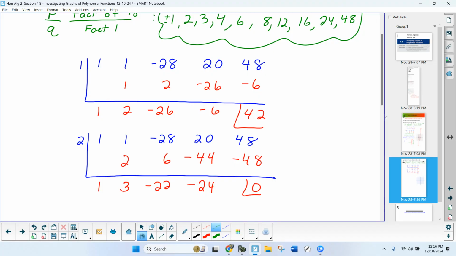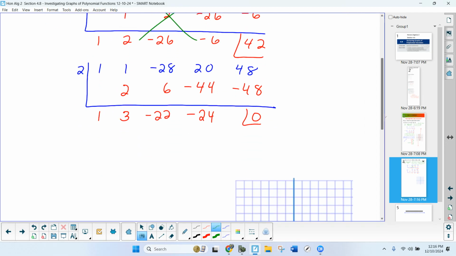Because this one up here did not work, so we cross that out. All right, so let's see. What is my factor if this is x equals 2? Everybody, what's your factor? X minus 2. We started with x to the 4th. This would be x to the 3rd plus 3x squared minus 22x minus 24.